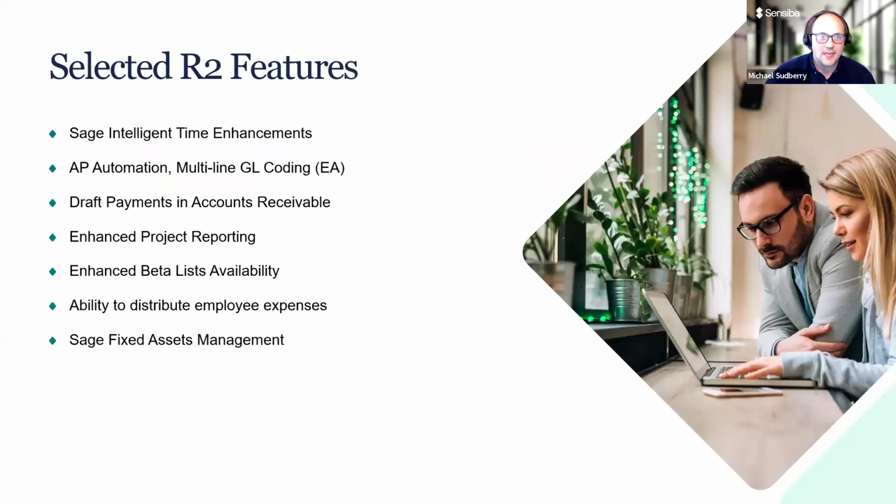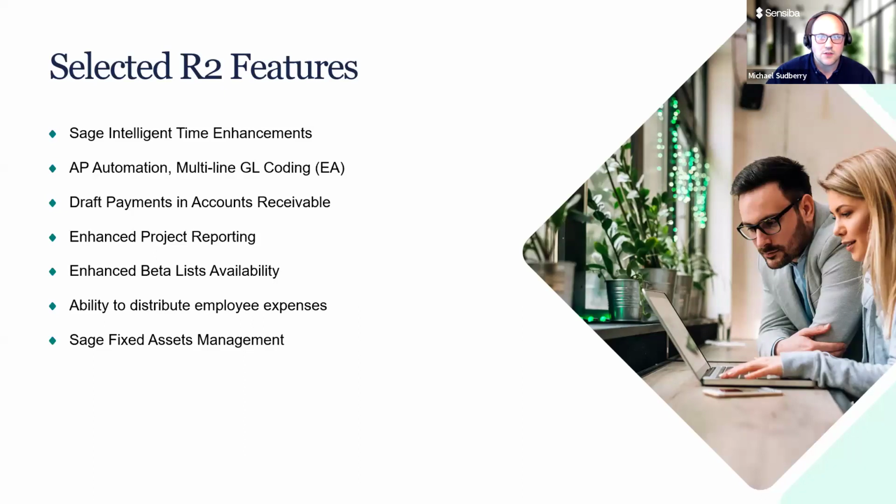So we like to always say that these aren't the only features in the release. These are a few handpicked ones that we think our clients might find interesting, but we'll review how to see the full list at the end of this presentation. Some of the exciting new features are Sage Intelligent Time enhancements. Tom's going to tell you some pretty cool things about that. AP automation, if you're using the AP automation tool for bill ingesting, it can now do multi-line coding. So we'll dig into that as well.